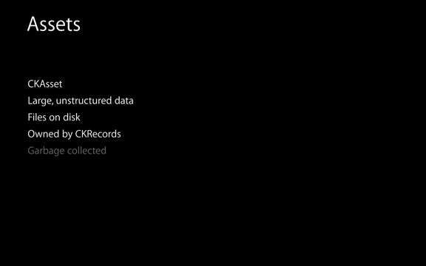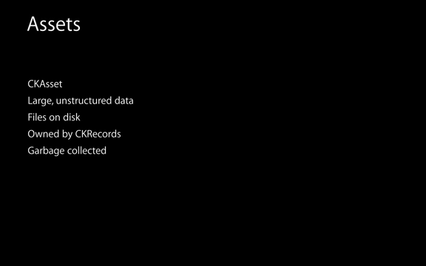So, assets. Assets are exposed in our framework as the CKAsset class. They represent large, unstructured data. Because you don't necessarily want large, unstructured data in memory, the way you communicate assets to and from CloudKit is via files on disk. Assets are owned by records. This gives us a nice tight coupling between a record and an asset.